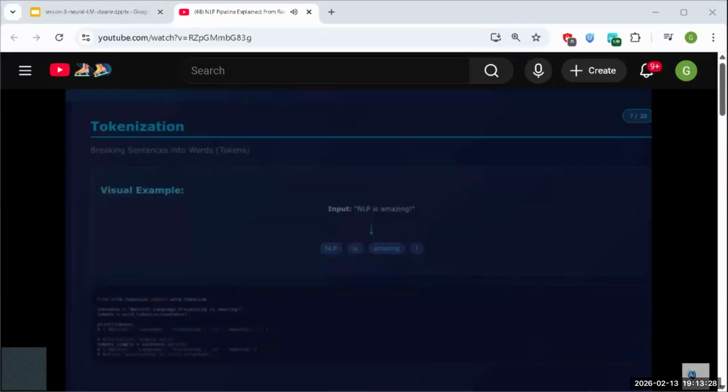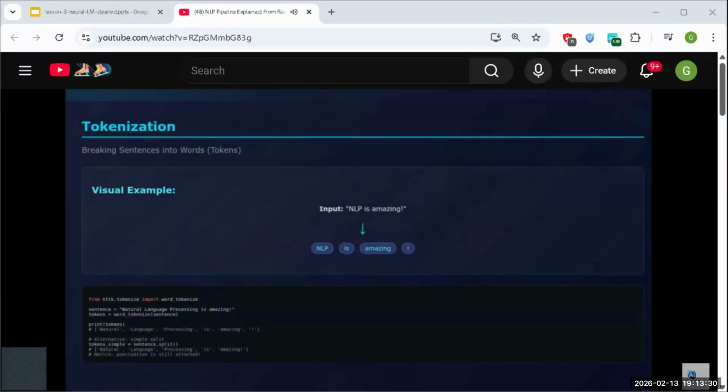Next is tokenization, breaking sentences into individual words or tokens. Think of this as breaking down a sentence into its smallest meaningful units. These tokens become the building blocks for everything that follows. Here's how tokenization works in practice. We take a sentence like NLP is amazing and break it into individual tokens. Notice how punctuation can be separated too.